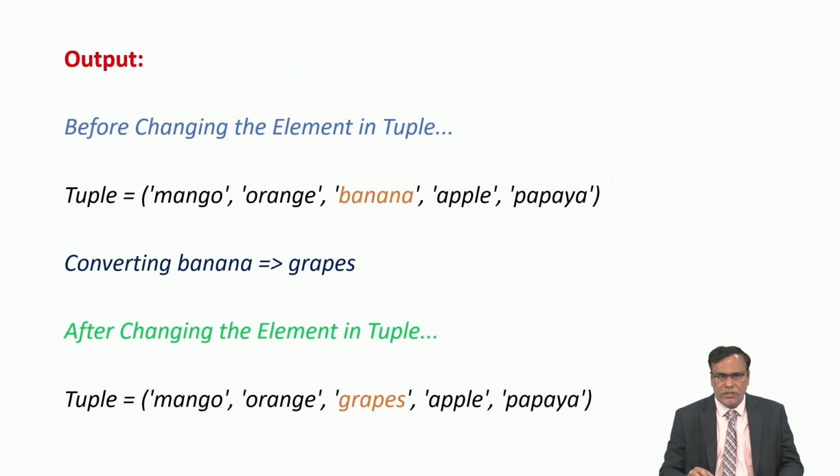See, before, this is the tuple with 5 elements. In position 2, there was a banana. I just wanted to change that banana into the grapes. And then after that, I converted that list back into a tuple, and then I displayed the content of that tuple. So this is how you can do it.